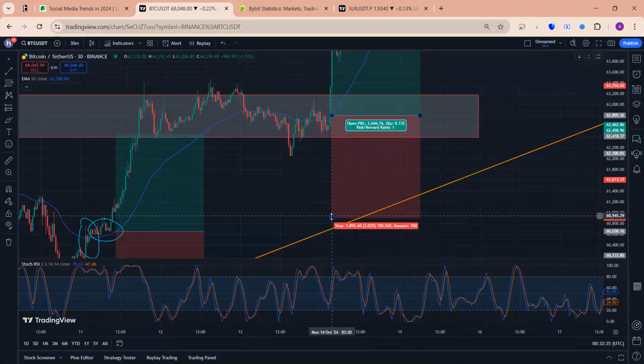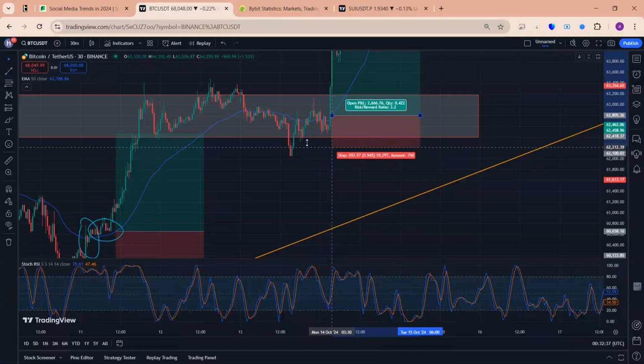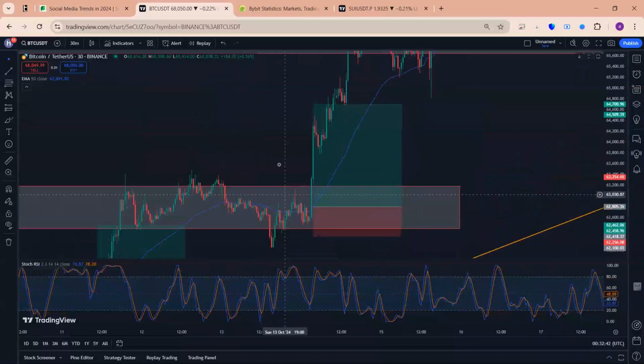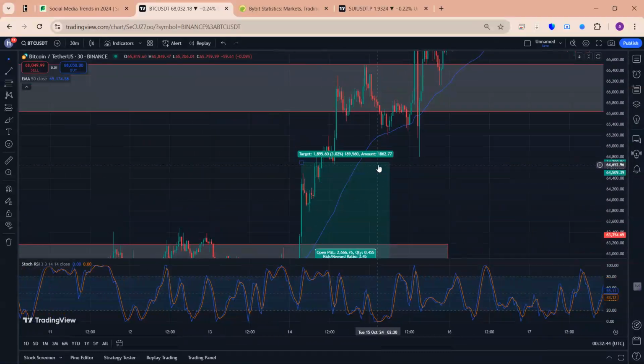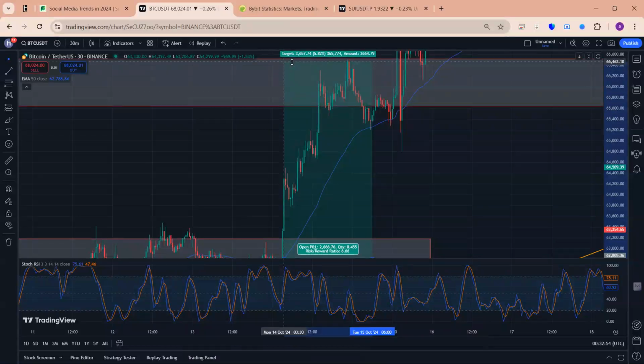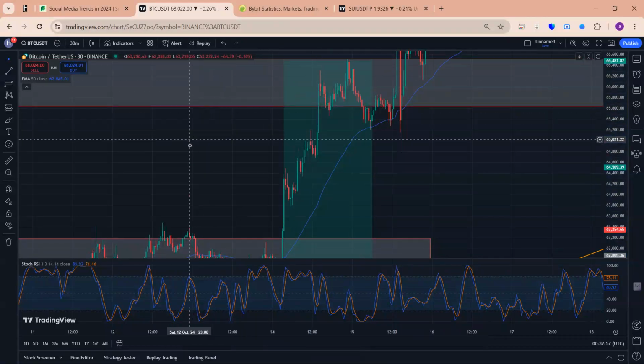I'll go for another long here. Put my stop loss below my support level and look at it, because we are still maintaining this. Look at it. We are still maintaining our EMA and it has not broken below the EMA. So it means I'm going to push it up onto this level, onto the next support area.